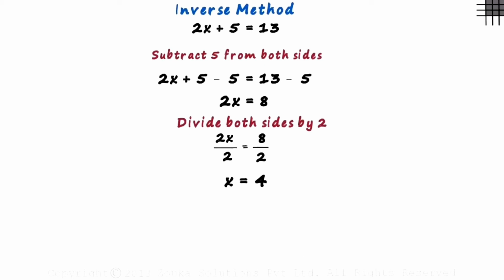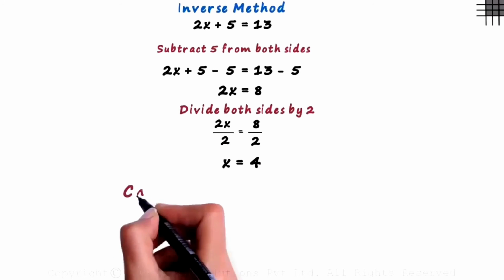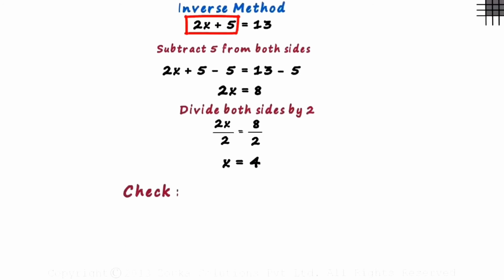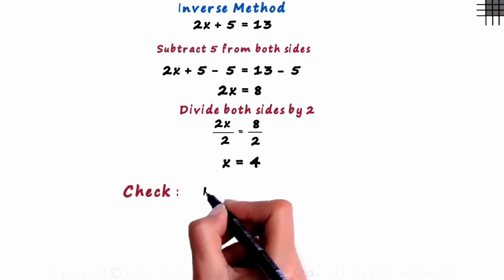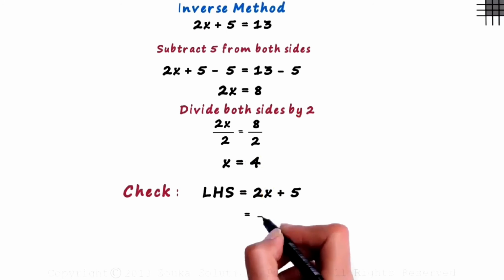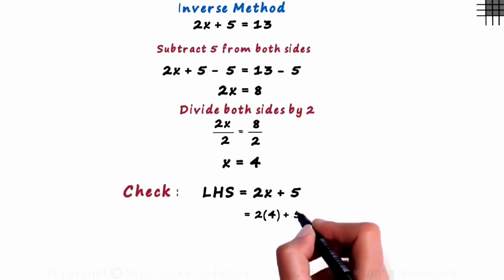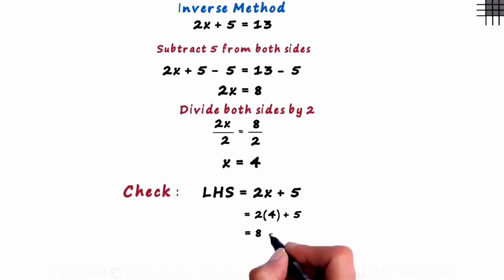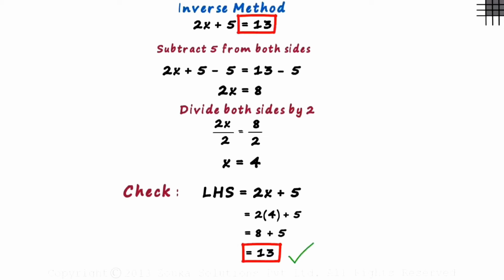The last step after solving the equation should be to check our answer. So on the left-hand side, we substitute the value of x and see if it equals the right-hand side. The left-hand side is 2x plus 5. Substituting 4 in place of x, we get 2 multiplied by 4 plus 5. That equals 8 plus 5, which is 13, the same as the right-hand side. So we say that our value of x is correct.